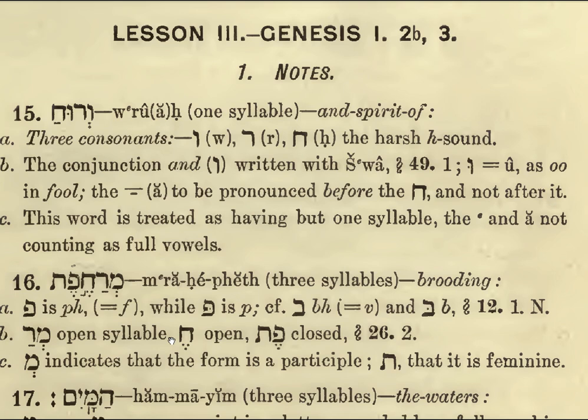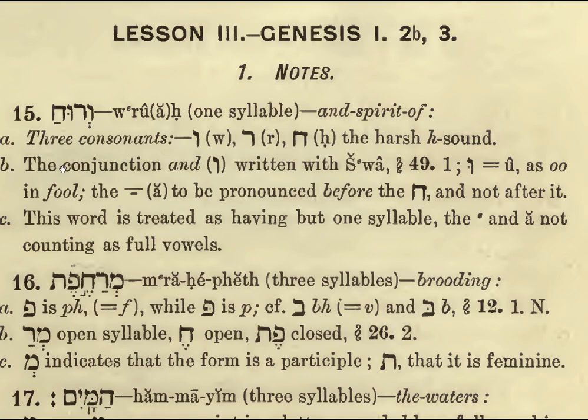Lesson 3. We're still going through the text of chapter 1 of Genesis. Veruach. And here we have the Iraqi pronunciation, veruach. So Spanish and Portuguese, veruach, same as modern Hebrew. It's one syllable. And spirit of.